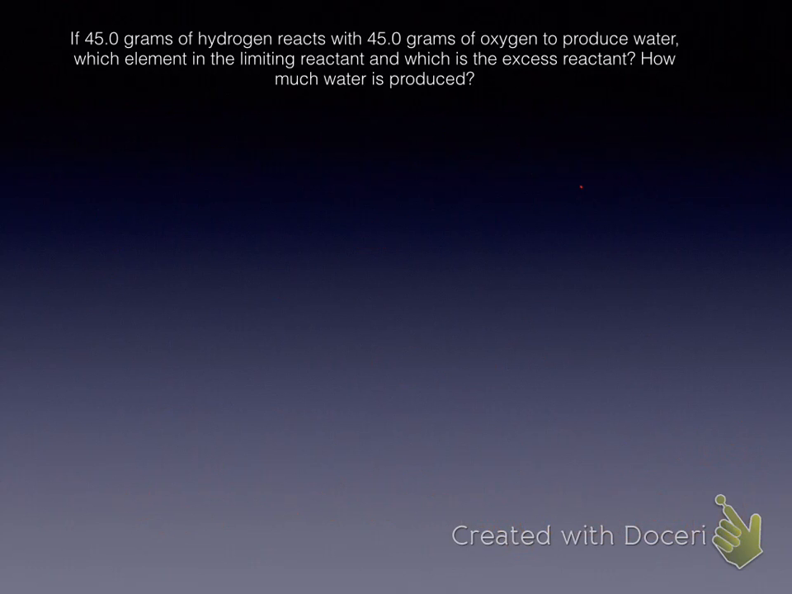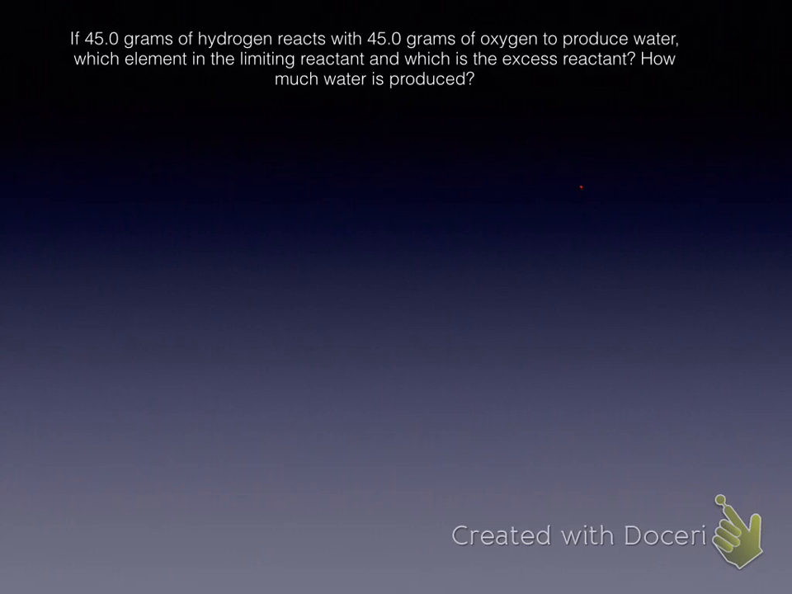Okay, so in the next example, I say, if 45 grams of hydrogen reacts with 45 grams of oxygen to produce water, which element is the limiting reactant and which is the excess reactant? And then I ask how much water would be produced. So what we're going to do is use our mole map, and do a question just like we've done in our stoichiometry problems. We're going to do grams to grams, but instead of just having one starting point, we're going to start from 2 points.